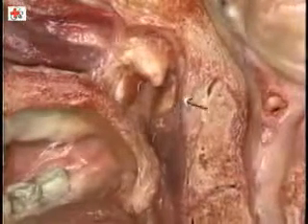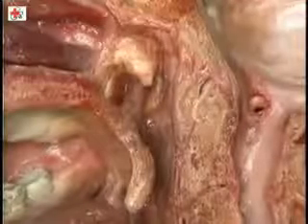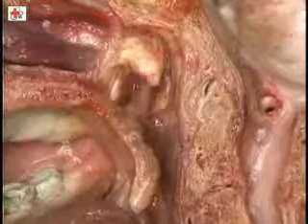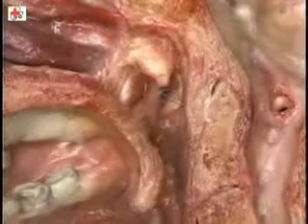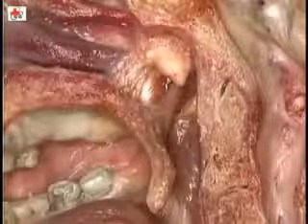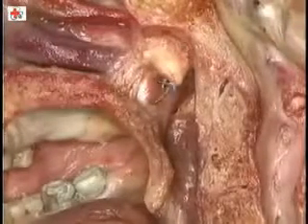Here's the upper free border of the superior constrictor muscle. Coming in towards us from above are structures that we met earlier in this tape: the levator palati muscle, the tensor palati muscle, and the cartilage of the auditory tube.